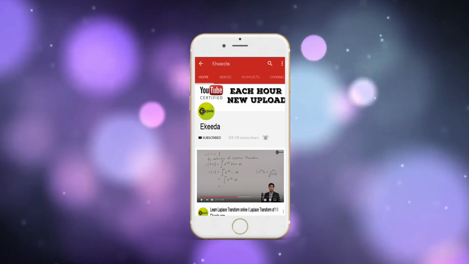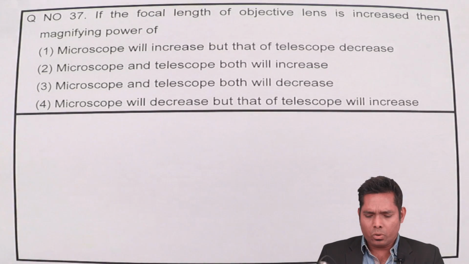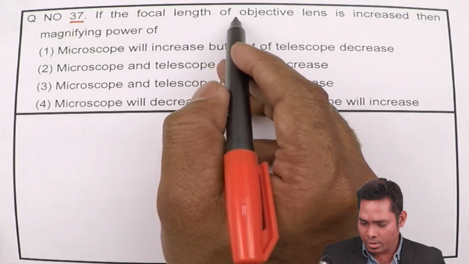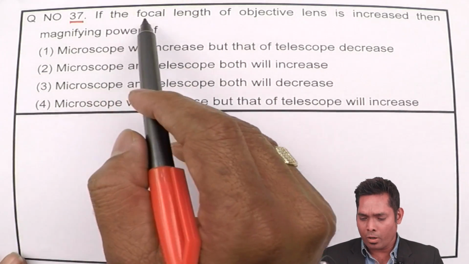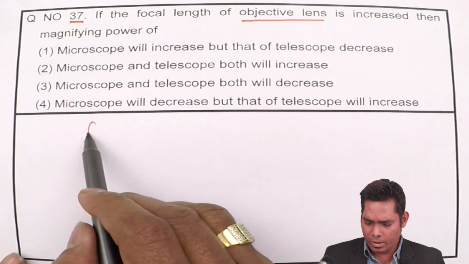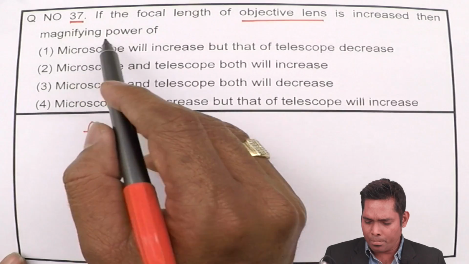Question number 37, NEET Physics paper 2014. Students, let us solve the question. Question number 37 is about the focal length and magnifying power. If the focal length of the objective lens is increased, so FO is increased.